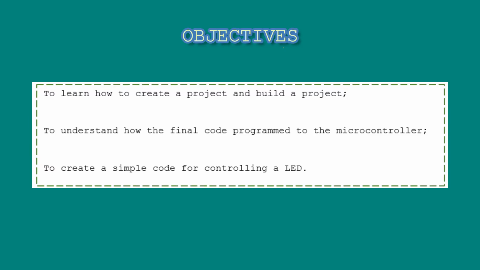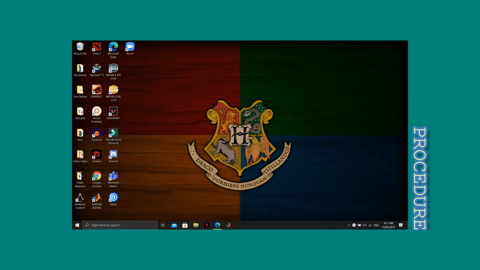The objectives for this experiment are to learn how to create a project and build a project, to understand how the final code program to the microcontroller works, and to create a simple code for controlling an LED. Now, let us proceed with the experiment.